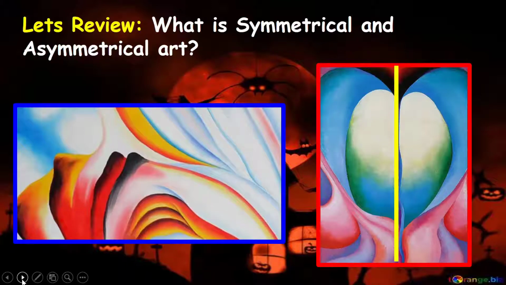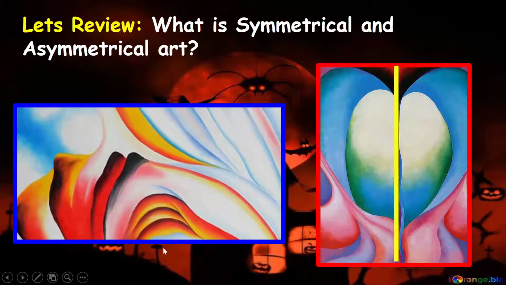If you guessed the one in the red rectangle, you are correct. The yellow line down the center shows the line of symmetry. Even though this artwork is not identical on both sides, it is really close. Symmetrical means it needs to be the same or just about the same on both sides, sort of like twins.